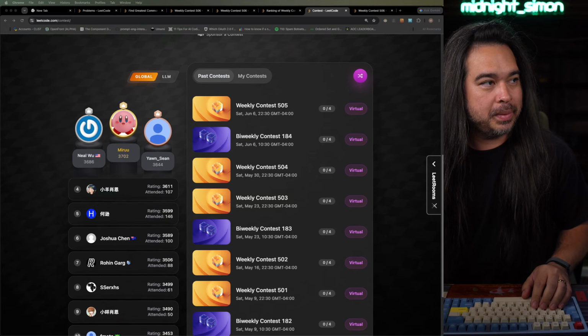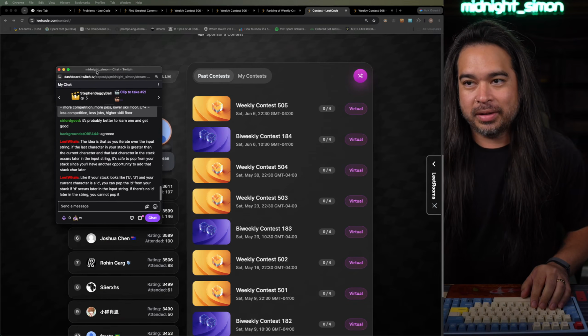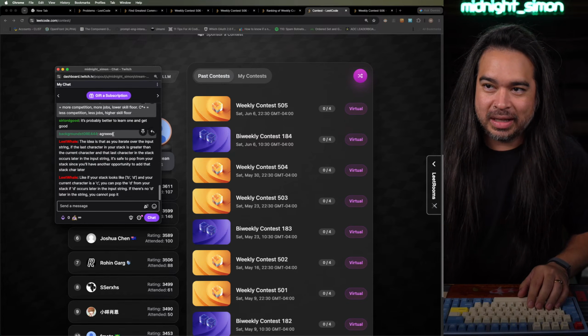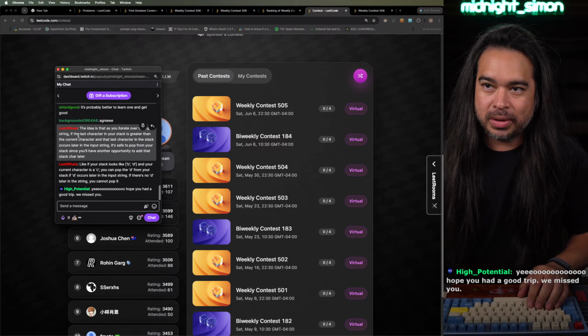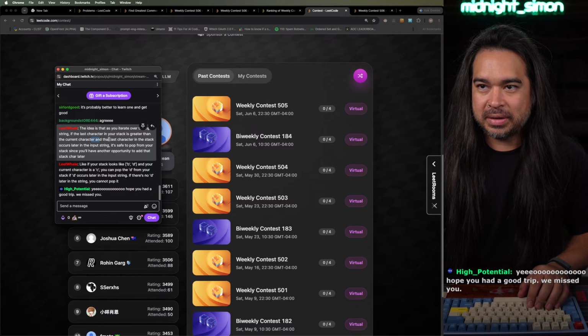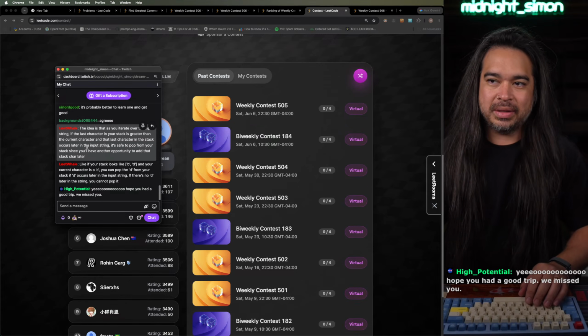Back. Oh, Leet Whale. What's happened? The idea is that as you iterate over the input string, if the last character in your stack is greater than the current character, and that last character in the stack occurs later in the input string, it's safe to pop from your stack since you'll have another opportunity to add that character later. I see.